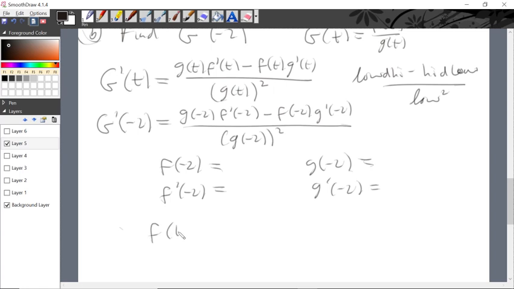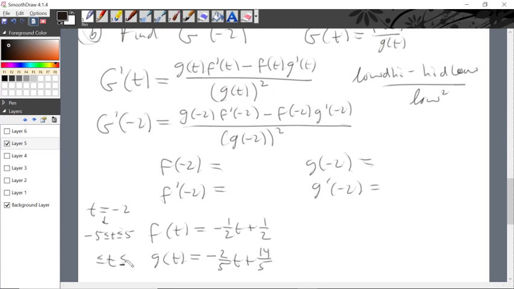So still using that f of t is negative 1/2 t plus 1/2, because t is equal to negative 2, and negative 2 is between negative 5 and positive 5. And then still using that g of t is negative 2/5 t plus 14 over 5, because t is equal to negative 2, that is between negative 3 and positive 2. So we can still use these two rules.